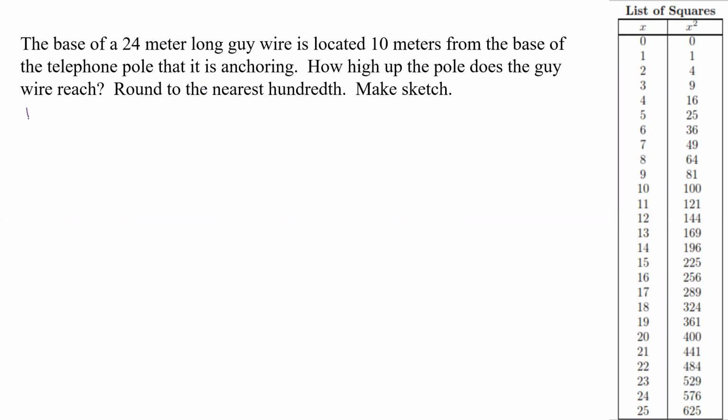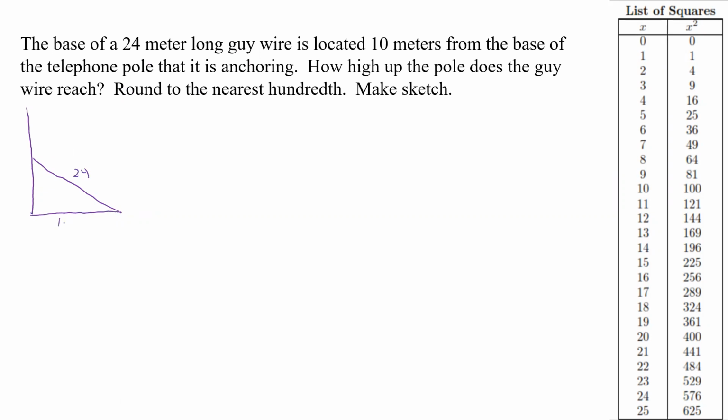So we're going to have some pole. And 10 meters away from the base, we're going to have the guy wire attached to the ground. And then it's going to go up the pole. I'm not sure how far up. It doesn't say it's going to go all the way to the top, so we'll just not draw it all the way to the top. And the guy wire is 24 meters long, it said.